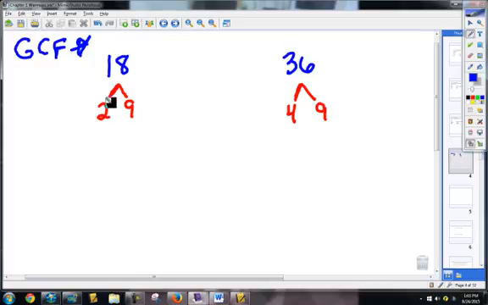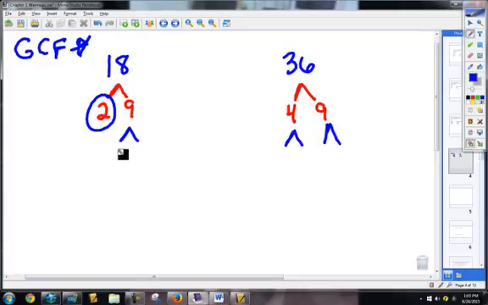Okay, so I look and I say, okay, 2 and 9. Are either of those prime? Hopefully you're all saying, yes, 2 is prime. But 9 is not prime. 9 is composite. So we need to break that down further. Okay, go over to here. 4 is not prime, so it needs to be broken down further. 9 is not prime, so it needs to be broken down further.